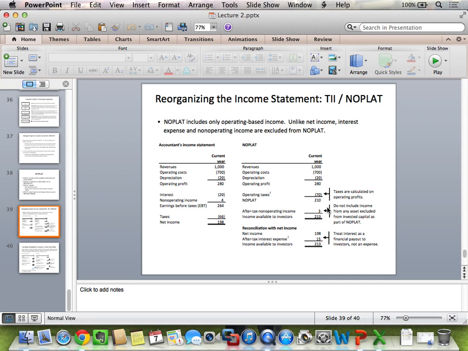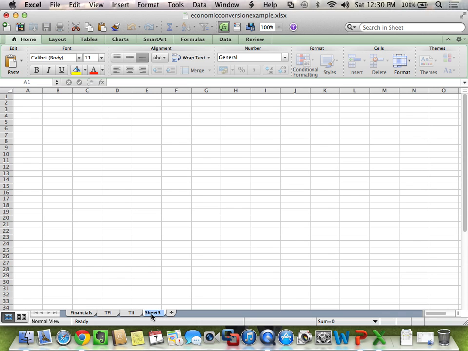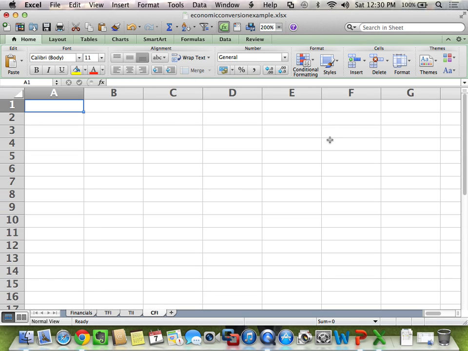Rearrange the income statement, rearrange the balance sheet, they both map to M&M. These two statements for your homework assignment, you probably won't have too much trouble with. This next statement, you're going to have trouble with. It's called CFI, which is the cash flow statement: cash flow available to investors.